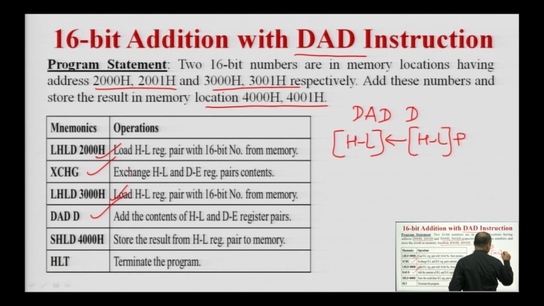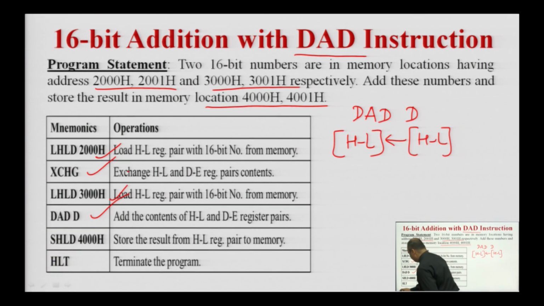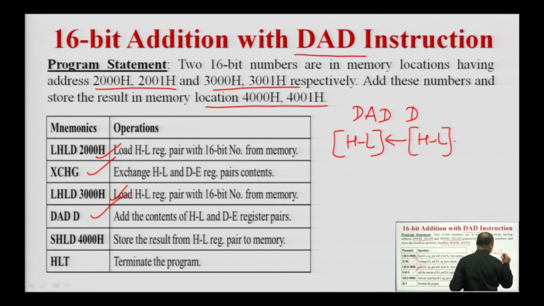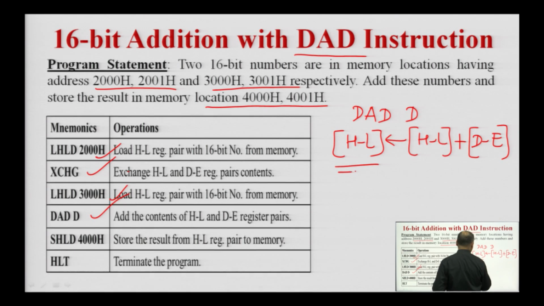With the help of the DAD instruction, the processor will add the content of the HL register pair with the content of the DE register pair, and finally the result of the operation is stored back into the HL register pair. This is the way through which we can perform the 16-bit addition operation directly with the help of the DAD instruction. And finally, we use the SHLD instruction.